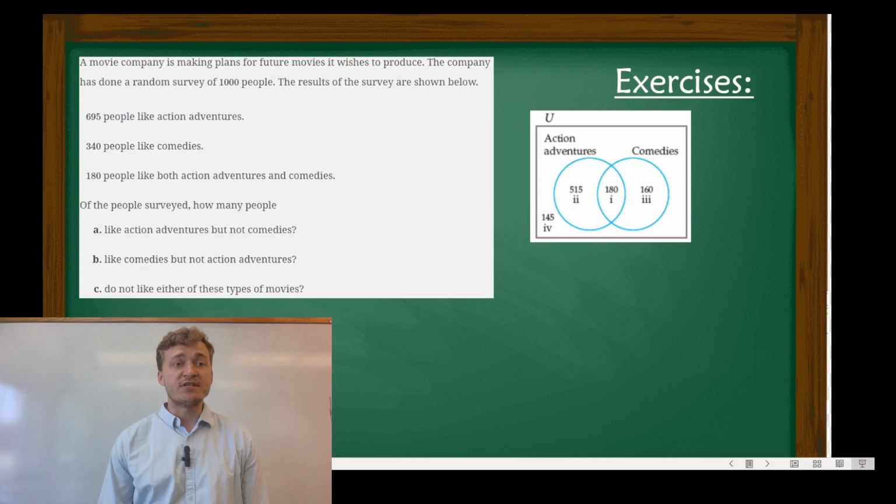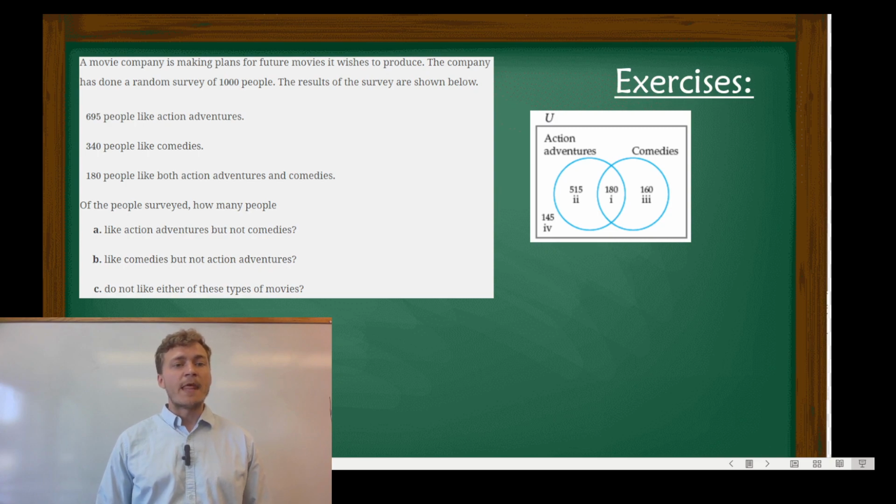Well, action adventure says there's 695 people that like it, but they don't want it to overlap with comedies, right? If we think about the regions for this, action adventures is region 1 and 2, but 1 is also in the comedies, and we don't want comedy, so we don't want 1. Part A is 515.